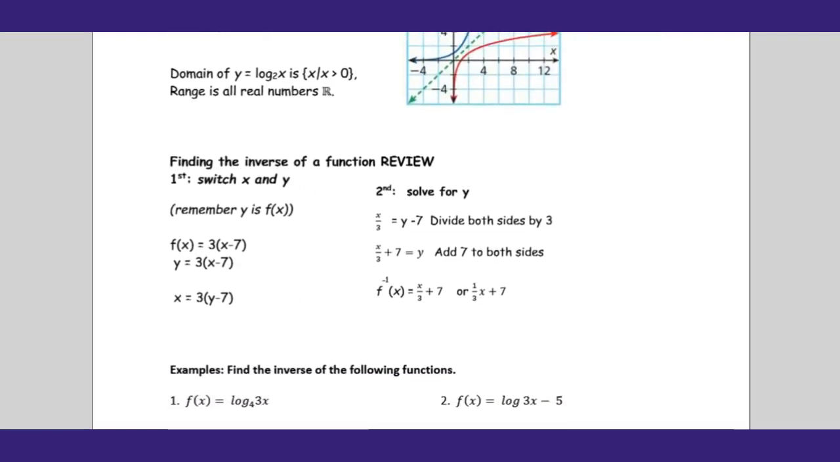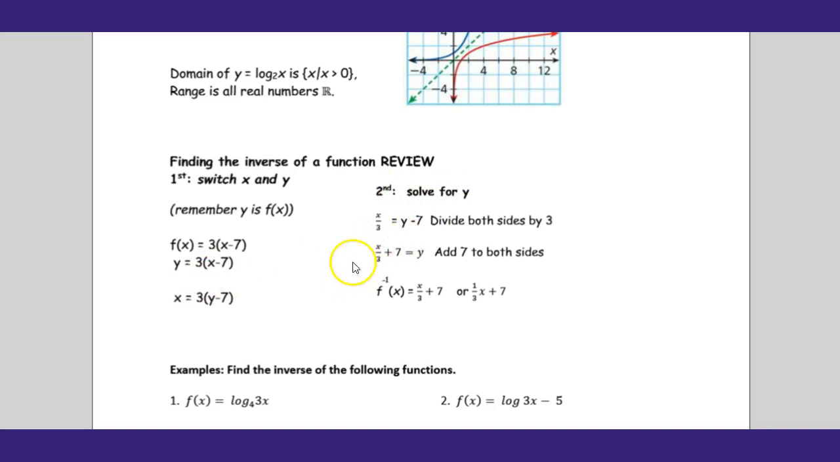Okay, so now find the inverse of a function review. Remember step 1, we did this earlier in the semester: you swap x and y. Here, f of x is y, so you have y equals 3x minus 7. If you swap them and then solve for y, you'll have the inverse.